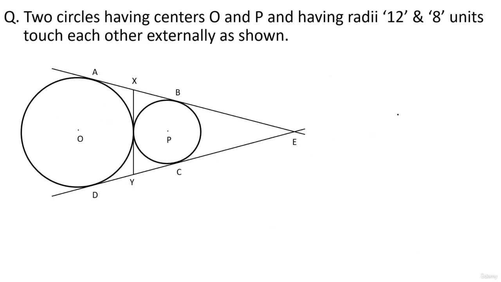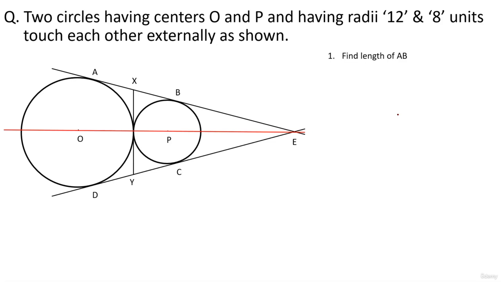Okay, two circles having centers O and P and having radii 12 and 8 units touch each other externally as shown. Okay, so this is the information we have. There are two circles having centers O and P, with radii equal to 12 and 8 units, and they touch each other externally as shown. Okay, so the first question is, in this case, find the length of AB. That is the first question.